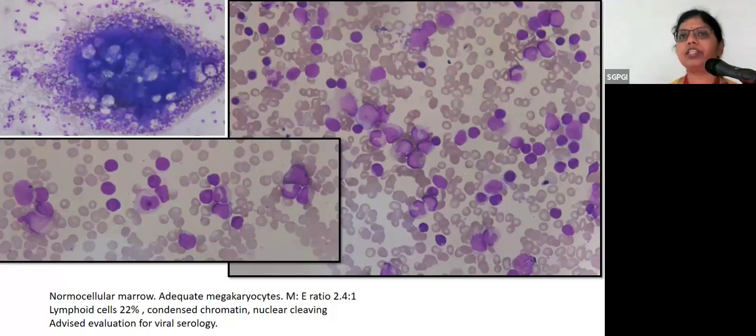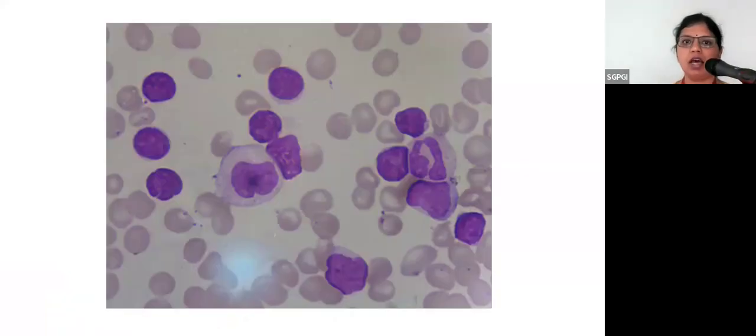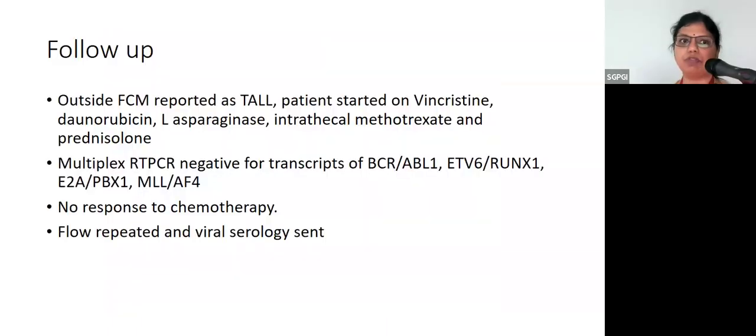The initial flow cytometry was not performed at our institute. It was outsourced. Okay, I have some more pictures if you are interested. For these cells, again, showing the condensed chromatin and irregular nuclear outline. A few were a bit larger, showing a little blastic morphology.